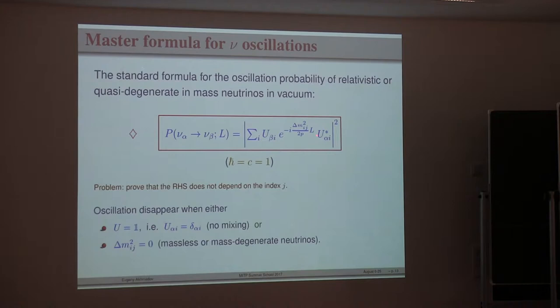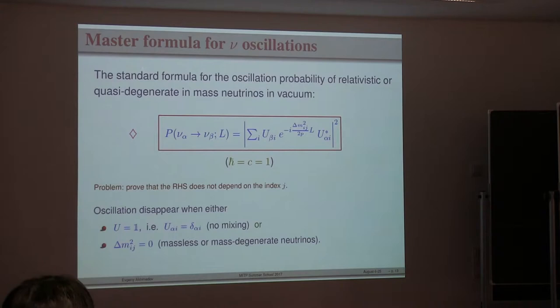This phase factor is just the propagator. It propagates mass eigenstates from point zero to point L. And then we project it back onto the flavor state, but this may be flavor state of different type or the same type. Beta may be equal or not equal to alpha. And then we take the square modulus of this amplitude. We sum over all mass eigenstates, all possibilities of neutrino mass eigenstate propagating from the initial to the final point, and we take the square modulus.